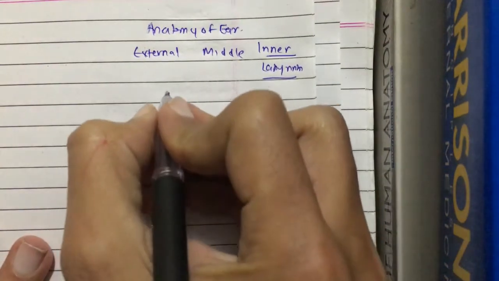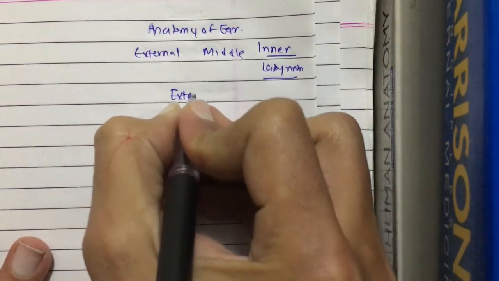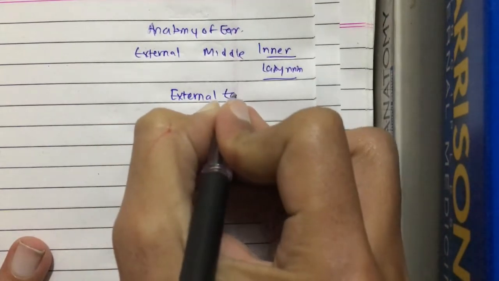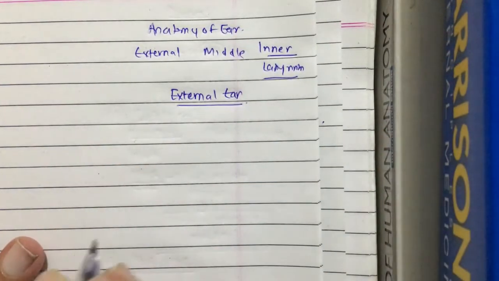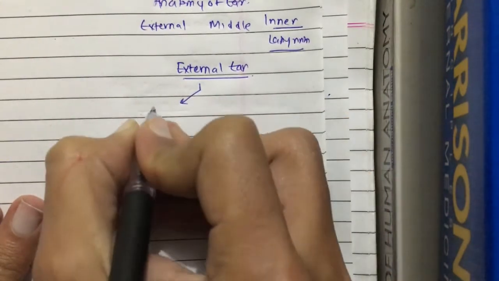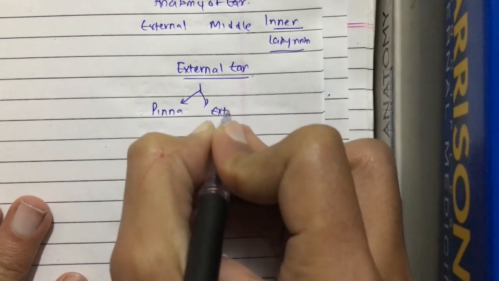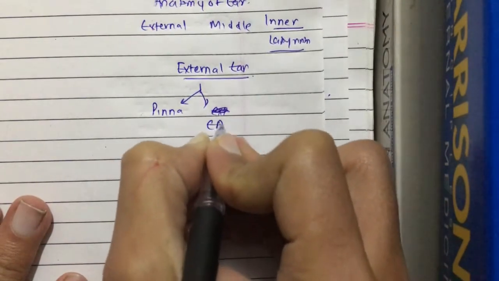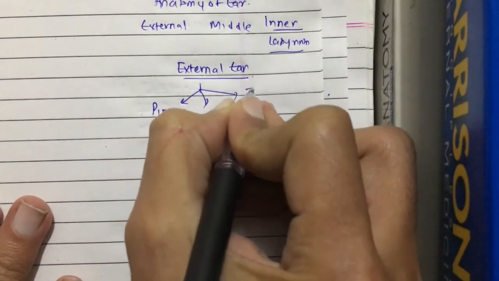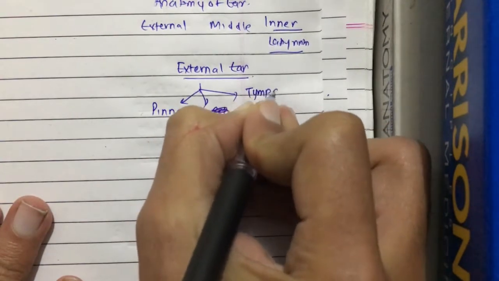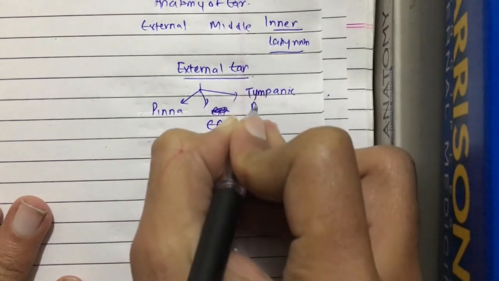First, we will be discussing the external ear. The external ear is primarily divided into three parts: pinna, external auditory canal, and tympanic membrane.